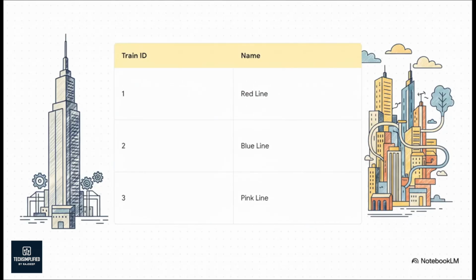Let's make this real. Imagine you're mapping out a city's train system. In a relational world, you'd have one table just for the train lines, another one just for the stations, and then a third table whose only job is to connect them. It uses special keys, these IDs, to create a link saying, hey, the red line stops at this station and that station. The data is kept separate but is all tied together by these relationships.